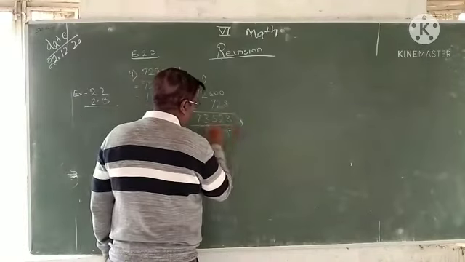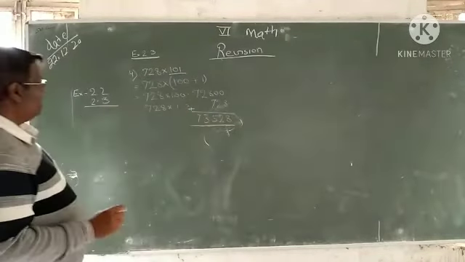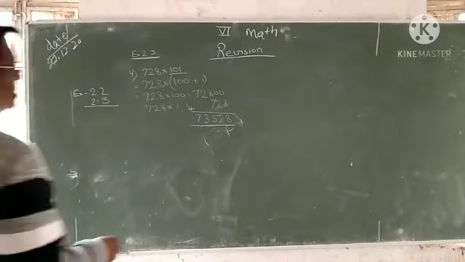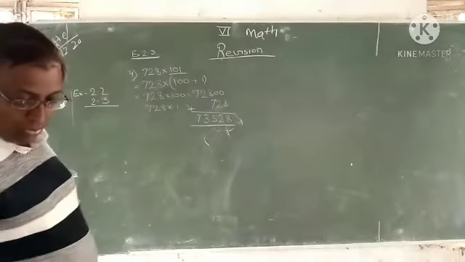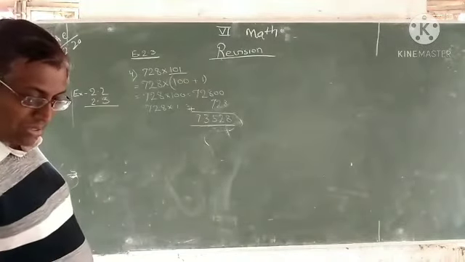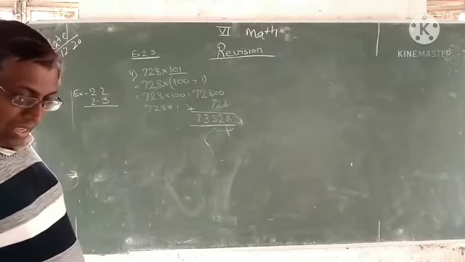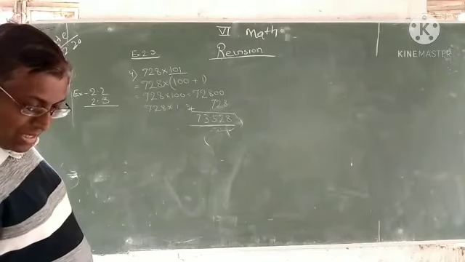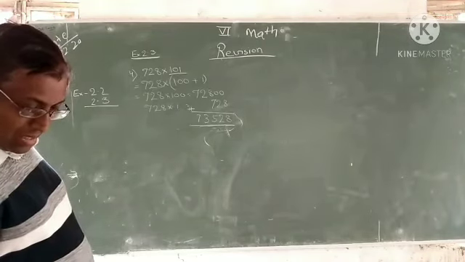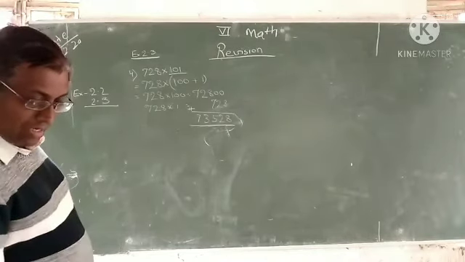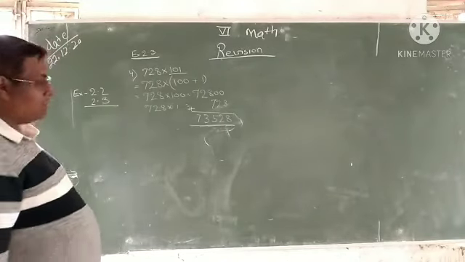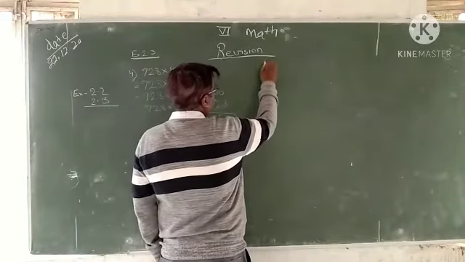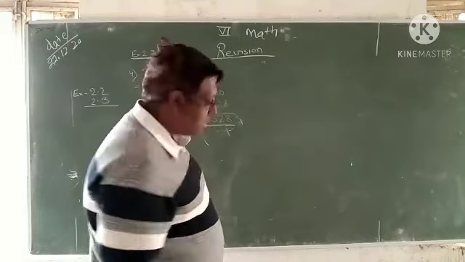So always try to break these figures so that it becomes easier for us to do this type of sums. Let's try with the next one, which is 824 into 25. Let's see.